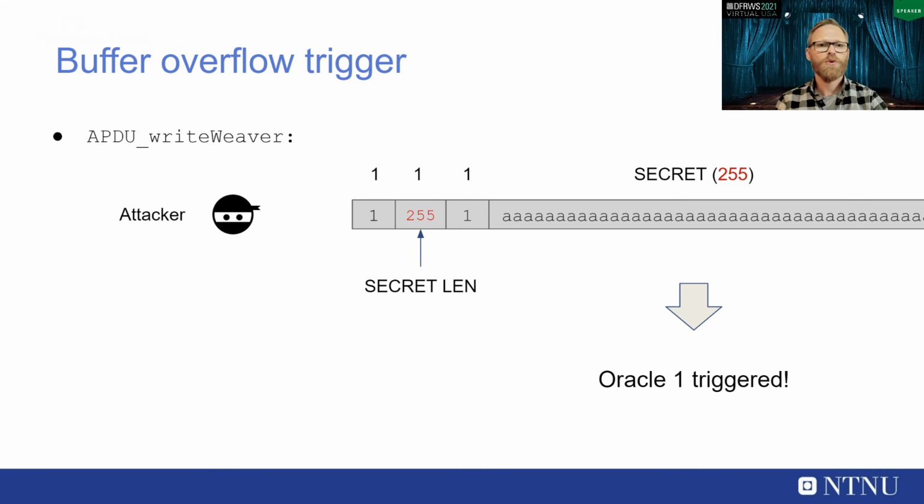So, long story short, we could trigger a buffer overflow in the APDU ReadWeaver by just sending in a large secret. Instead of sending in a 32-byte challenge and a 32-byte secret, we could send in a large secret with, for example, 255 bytes. The maximum is 255 since it's a single byte. And this triggered Oracle 1, which meant that probably something crashed.